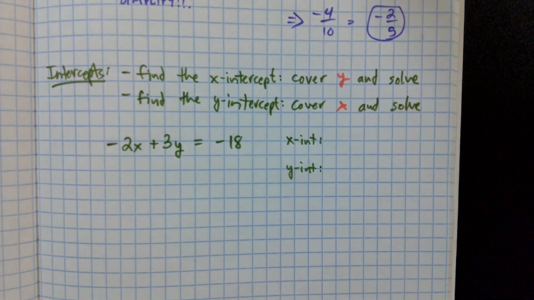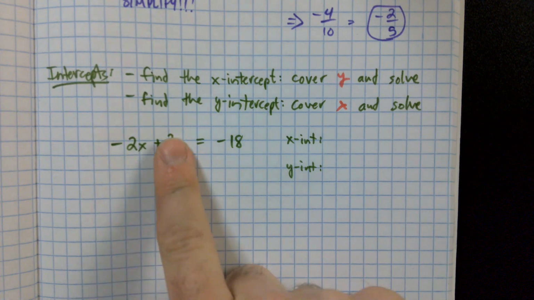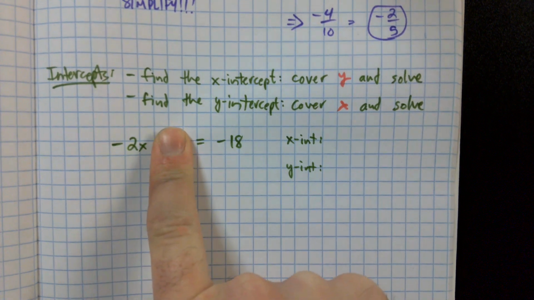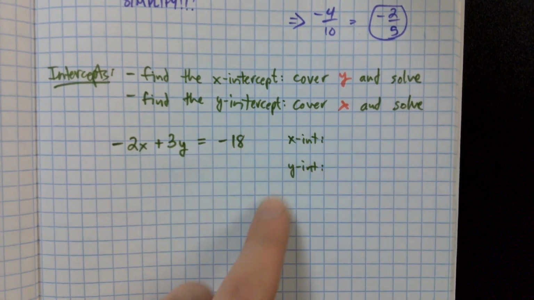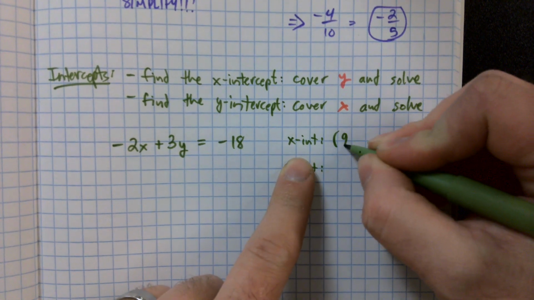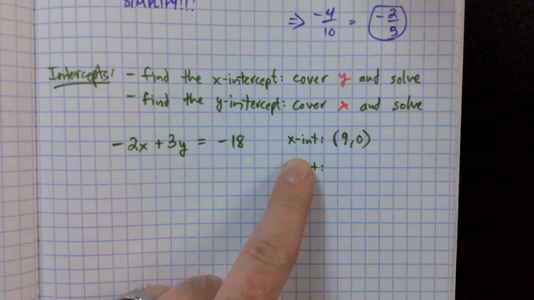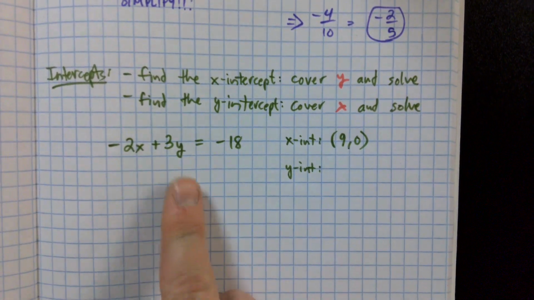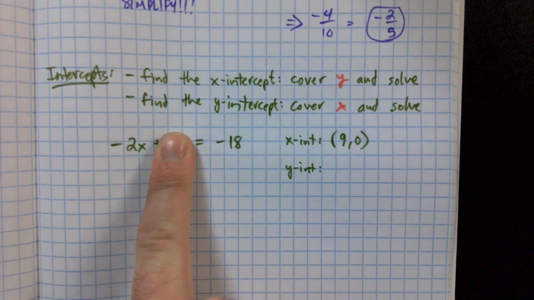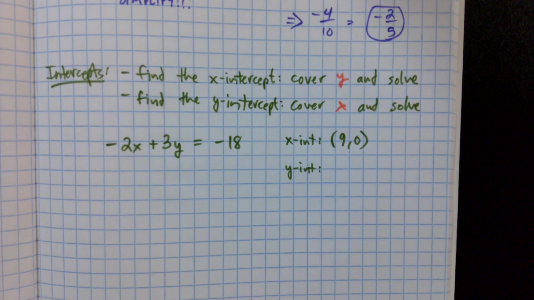If I want to find the x-intercept, what am I going to cover up here? Y. Yeah, the 3y. Okay, if I have negative 2x equals negative 18, what is x equal to? Positive 9. So my x-intercept is 9, comma 0. Right? If I plug in 0 for y, that disappears. That's why we cover it up. And then I solve for x, and x gives me 9. So that's my intercept, 9, comma 0.